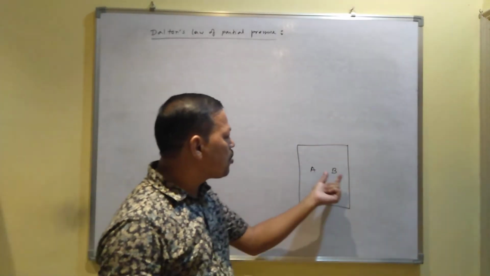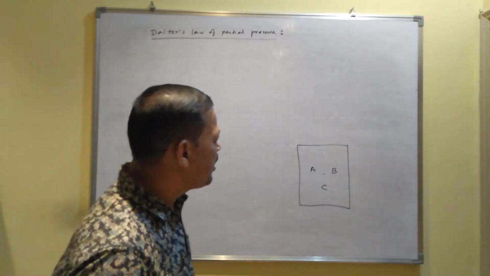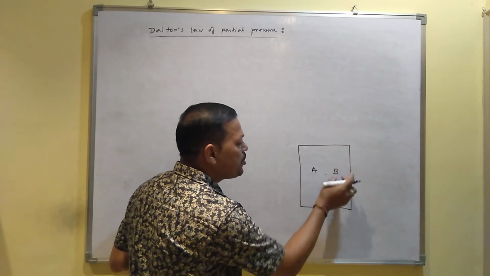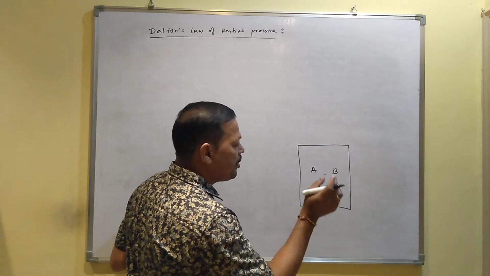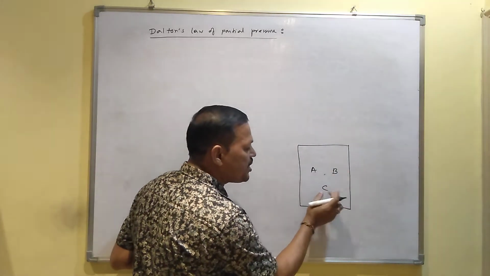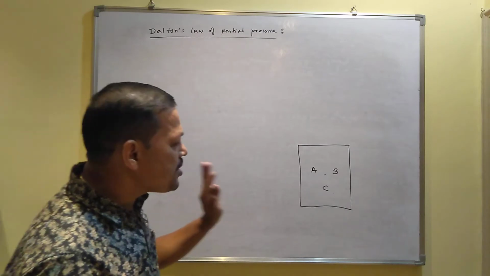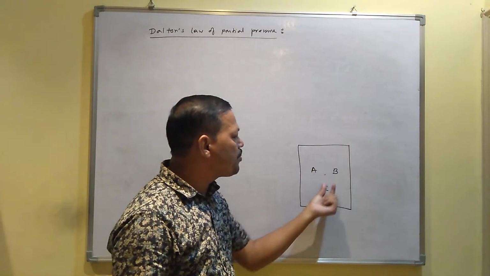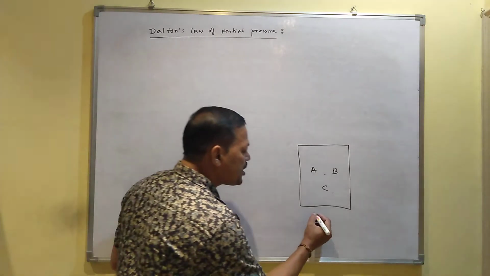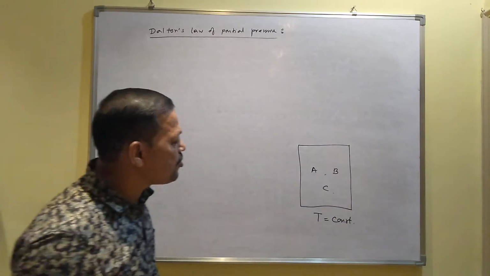So, if two or more gases are enclosed in a vessel which are non-reacting gases, then the pressure exerted by the individual gases, I mean, what pressure is given by A, what pressure is given by B, what pressure is given by C, those pressures are called partial pressures. Partial pressure means nothing but the individual pressure of the gases. According to Dalton's law, the temperature must be constant, then you can apply Dalton's law.